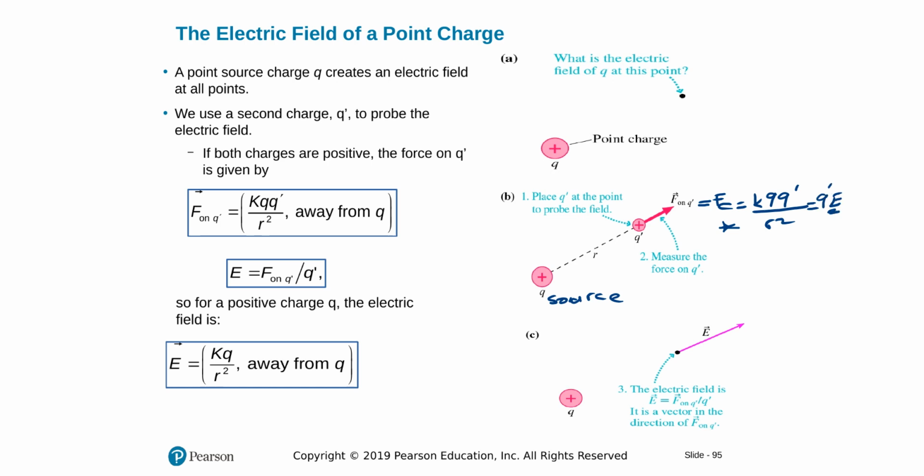Q prime E, sorry, in this case it's Q prime that we are interested in. And we can solve for E. We'll have an equation for electric field due to a charge Q at a distance R to be KQ over R squared. This equation here. So if I'm given a charge and I know that charge and distance, I can find the electric field at that distance.